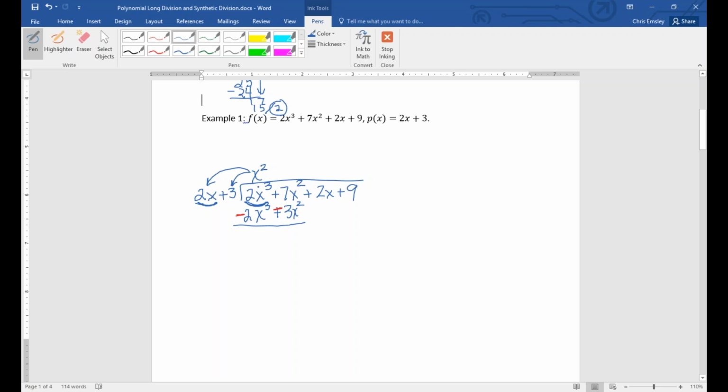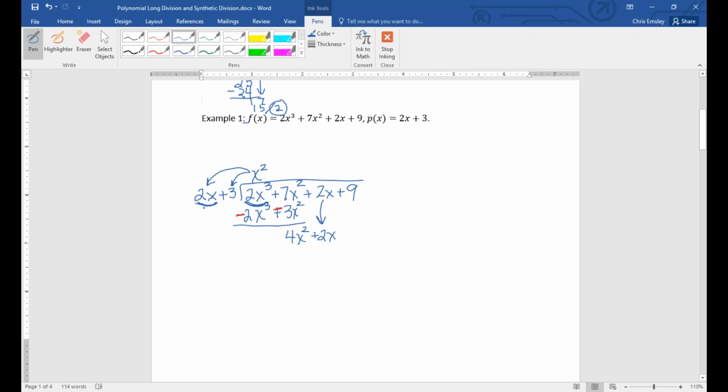First terms drop out if we did it right. 2x cubed minus 2x cubed is 0. And here we have a 7x squared minus 3x squared. So that's 4x squared. And then we drop down our next term, plus 2x. Okay, then we start over again.